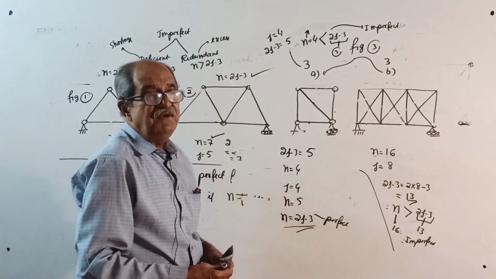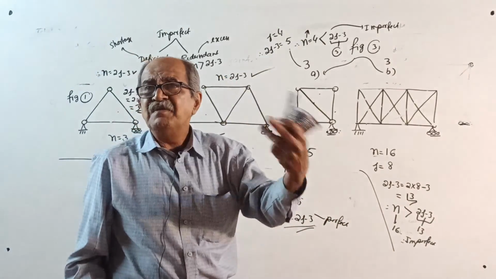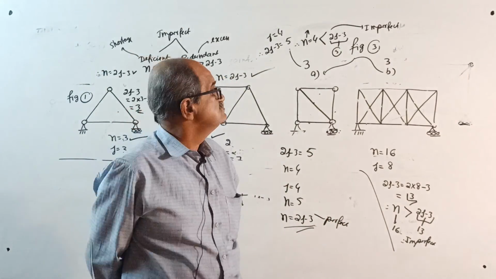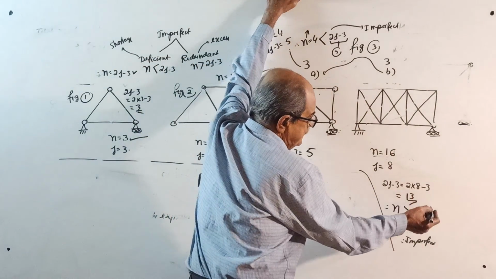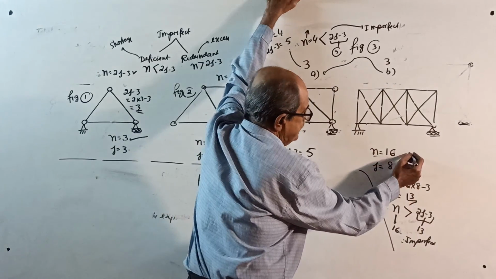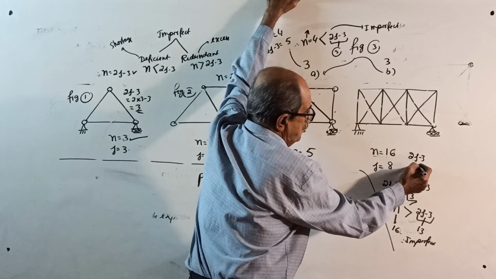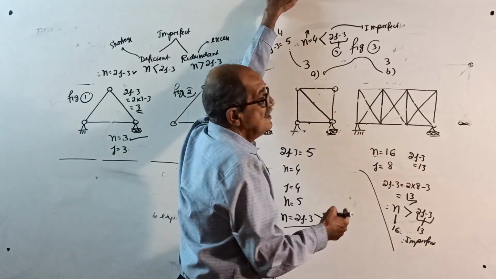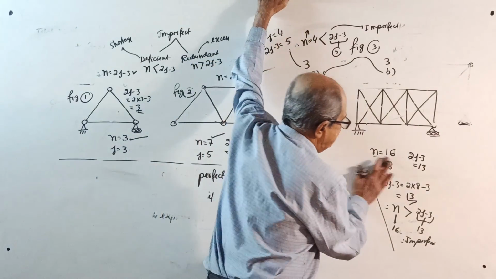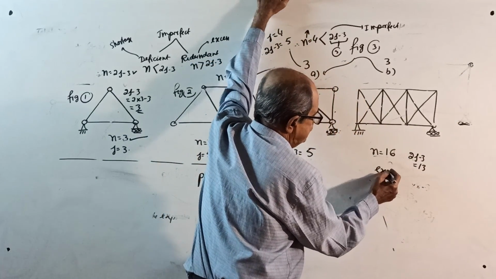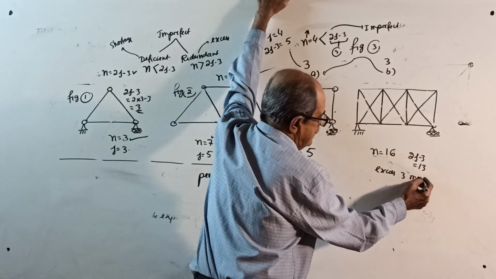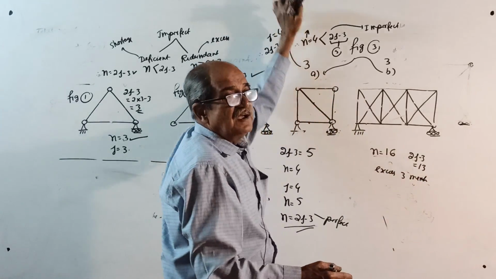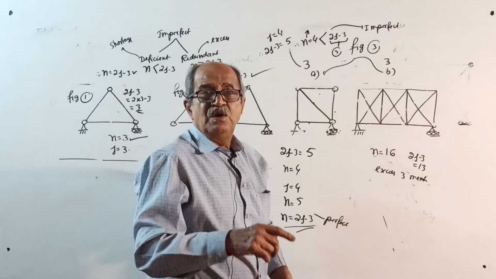So, for a deficient frame, if you add members, you can make it perfect. Now see here. Here n is 16. 2j minus 3 is 13. See, n is 16. 2j minus 3, I already told, is 13. So, there is an excess of 3 members. That is imperfect, but what?